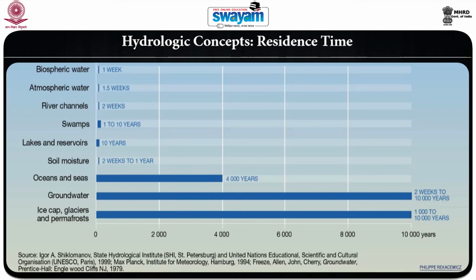The residence time of biospheric water is about 1 week. The average residence time of water in rivers is about 2 weeks. However, it is about 10 years for water in lakes and reservoirs. A water molecule may stay up to 400 years in an ocean, or 1000 years to 10,000 years if it becomes part of an ice cap or glacier. Interestingly, the average residence time of water in the groundwater pool can be anything between 2 weeks to 10,000 years, which is specific to that particular area.